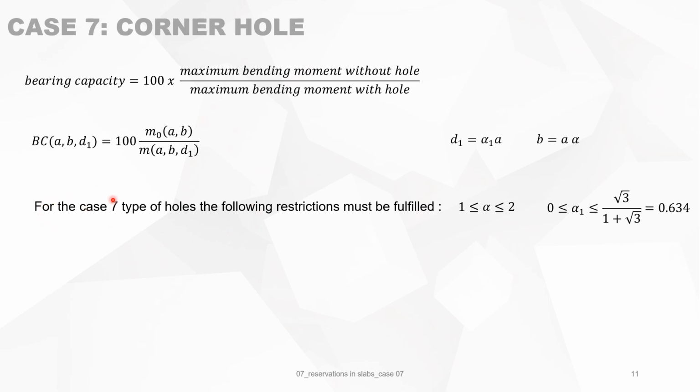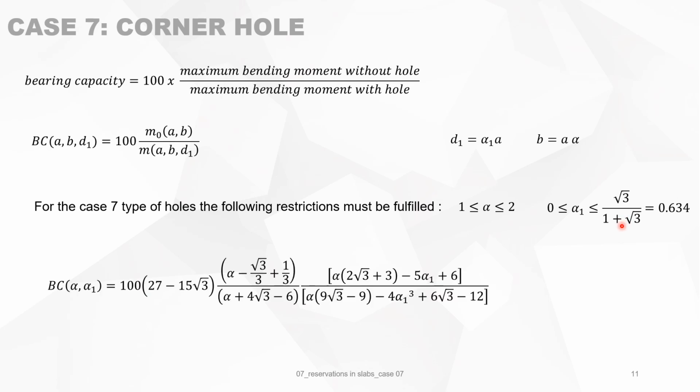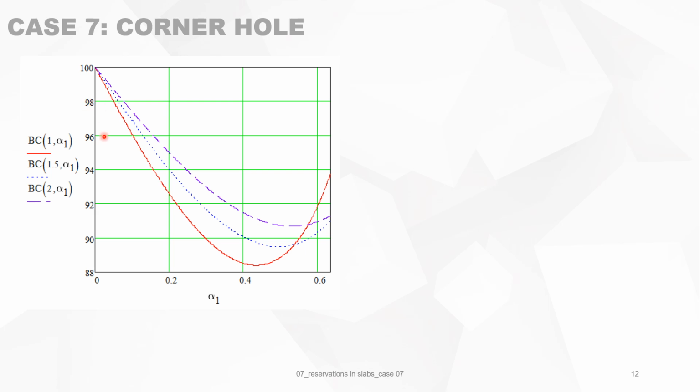This type 7 corner hole, we can rewrite the restrictions by saying that for a two-way slab, alpha must be between 1 and 2. And for the type 7 hole, the alpha 1 must be between 0 and 0.634. And then we can rewrite the bearing capacity of the slab in dimensionless units. Let's put this in a graph.